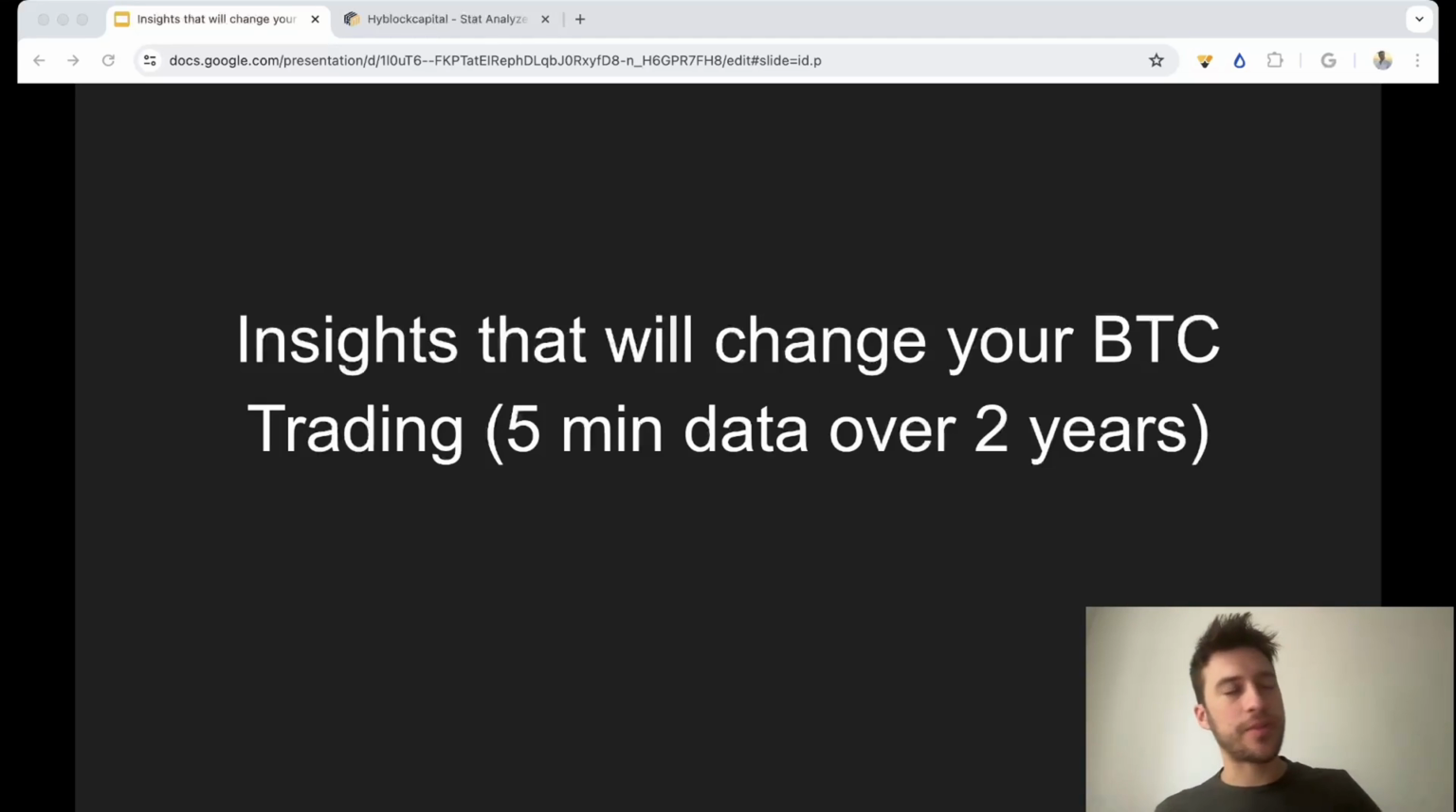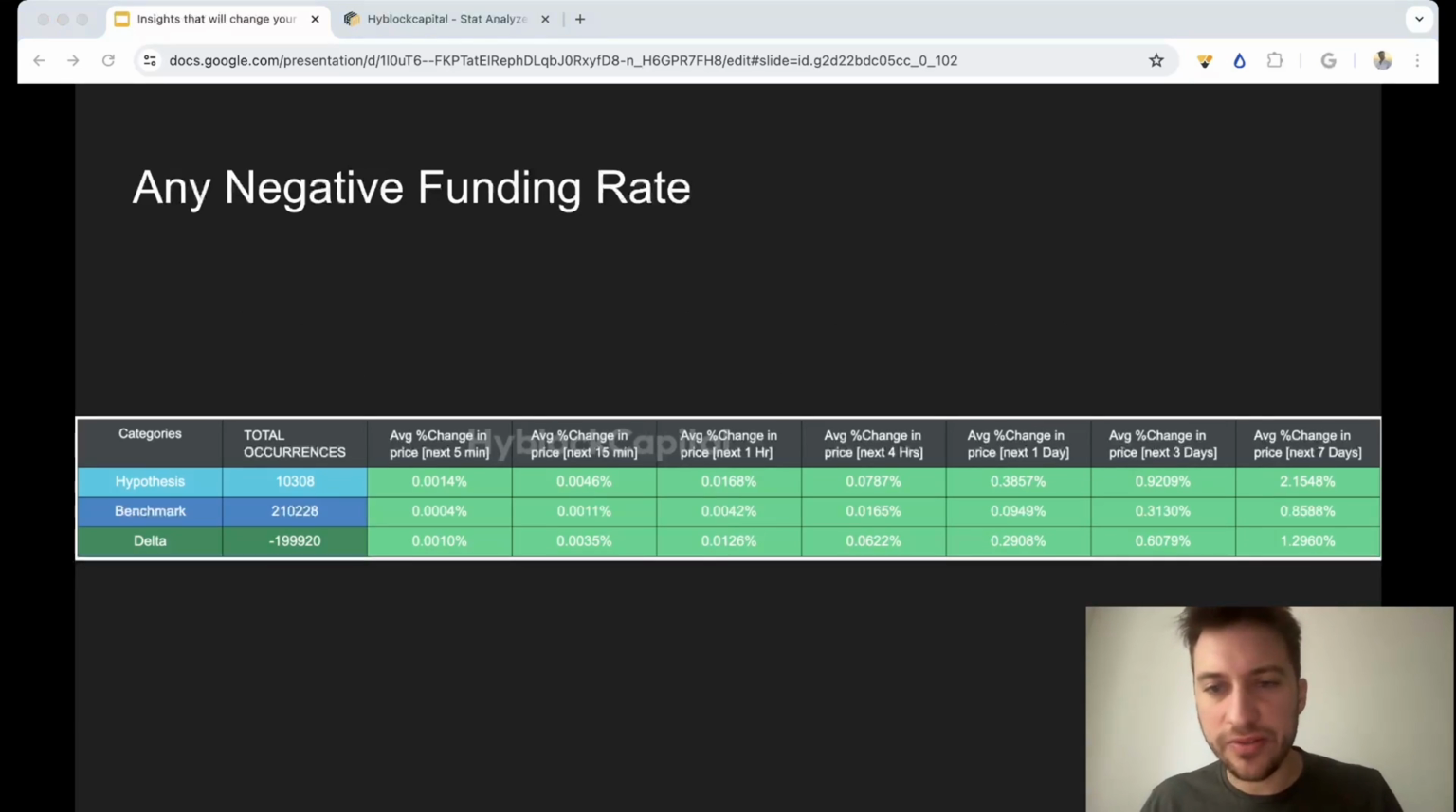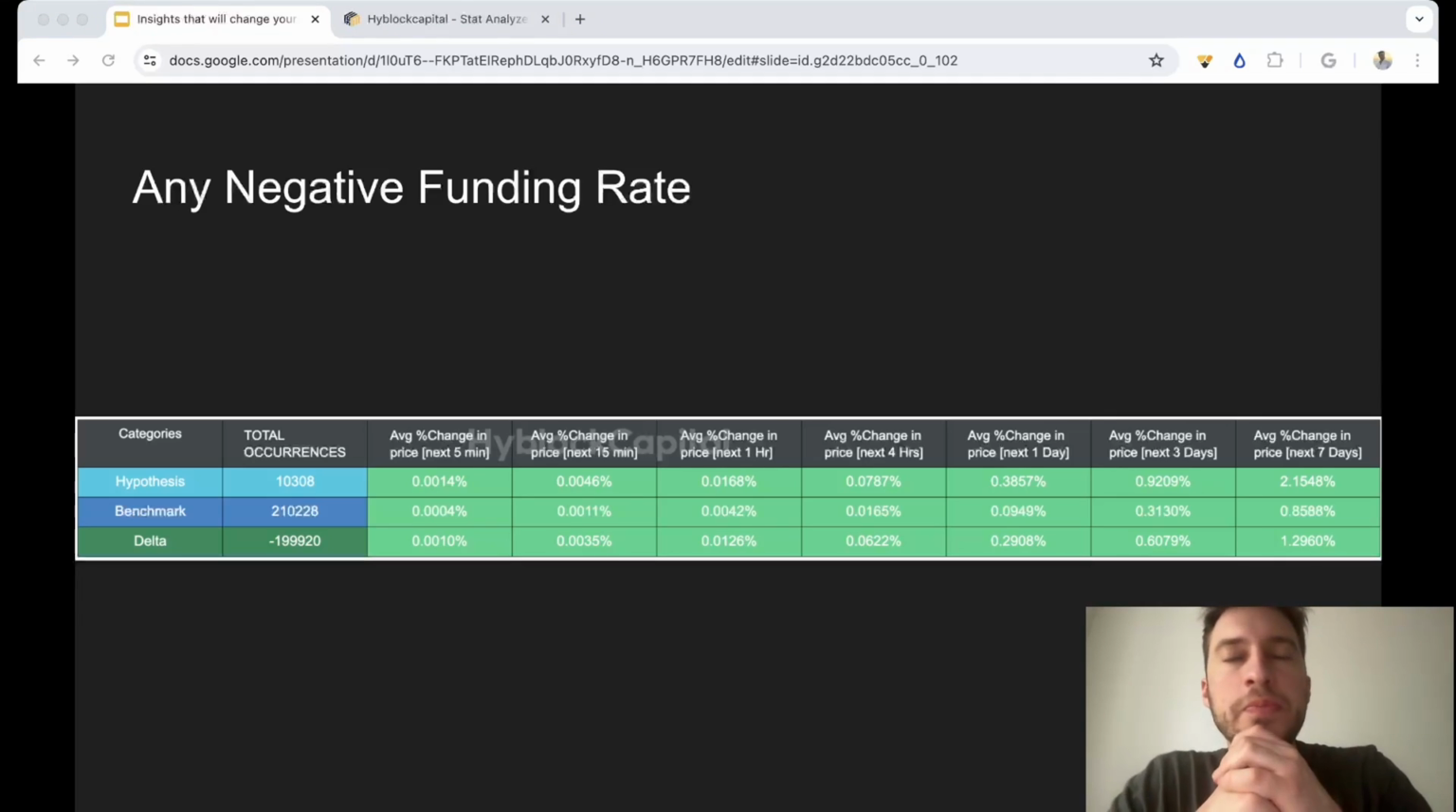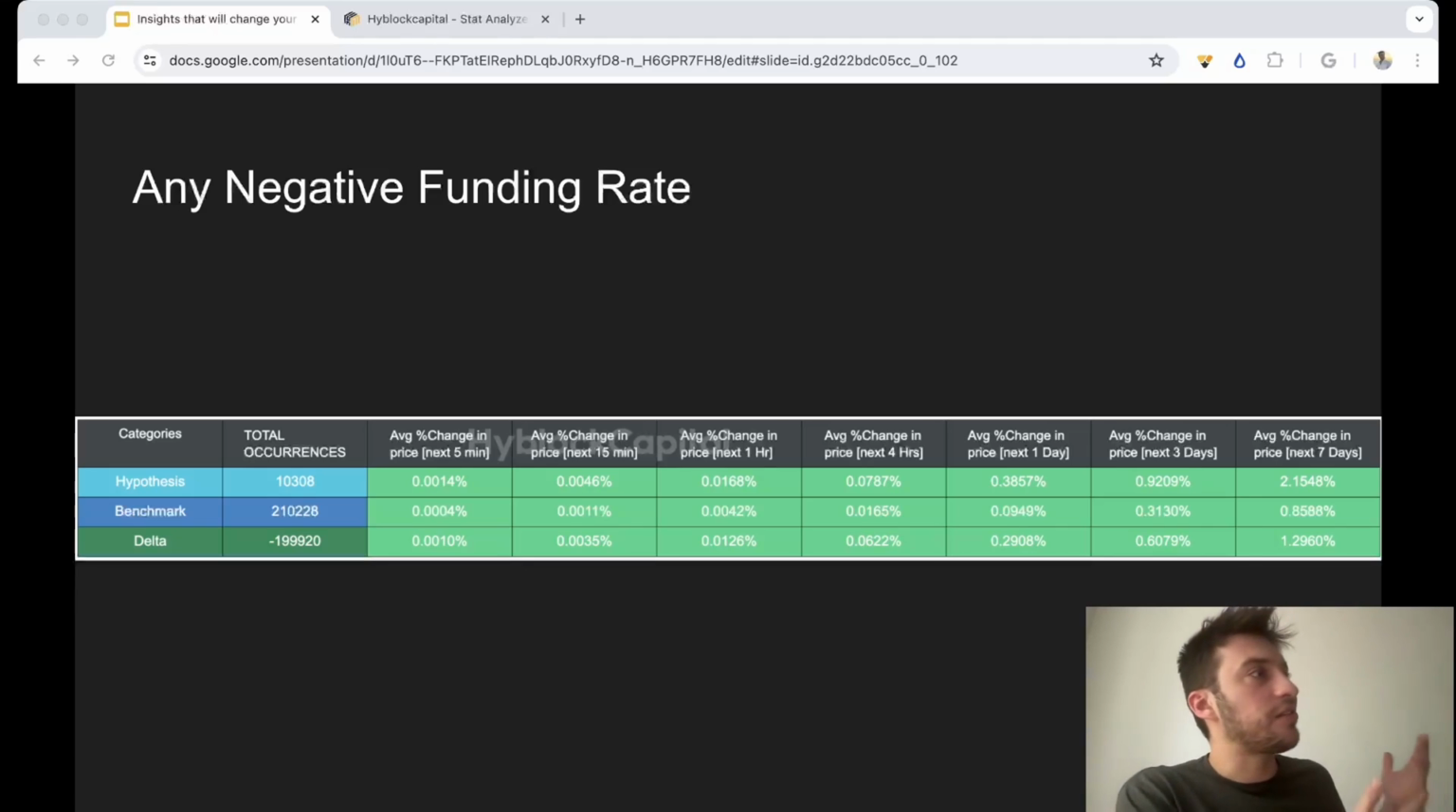So what I have amassed here from the website HighBlock is a bunch of statistics based on 5-minute intervals. Now, these 5-minute intervals encompass a bunch of different indicators, but just think about it this way. What we're going to be looking at today, guys, is what effect do different indicators have on the price of Bitcoin? What has the largest statistical correlation to price movement?